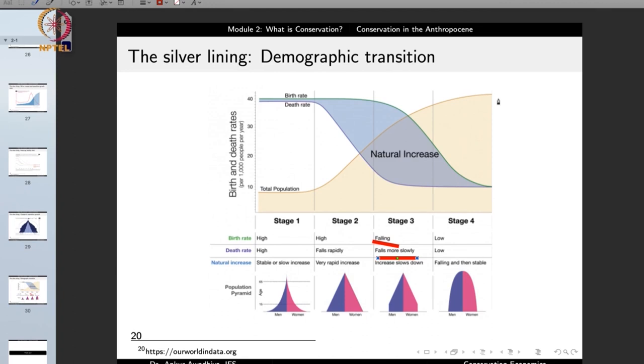So this is a demographic transition that we have observed in a number of societies. And the silver lining is that with the increase in technological progress, we are observing these demographic transitions in more and more areas. So we are observing that we have brought down the death rates, and we are also bringing down the birth rates. The Anthropocene is an epoch in which humans have had a huge impact on the ecosystems and on the geology. But the silver lining is that we are now shifting towards reducing these impacts.